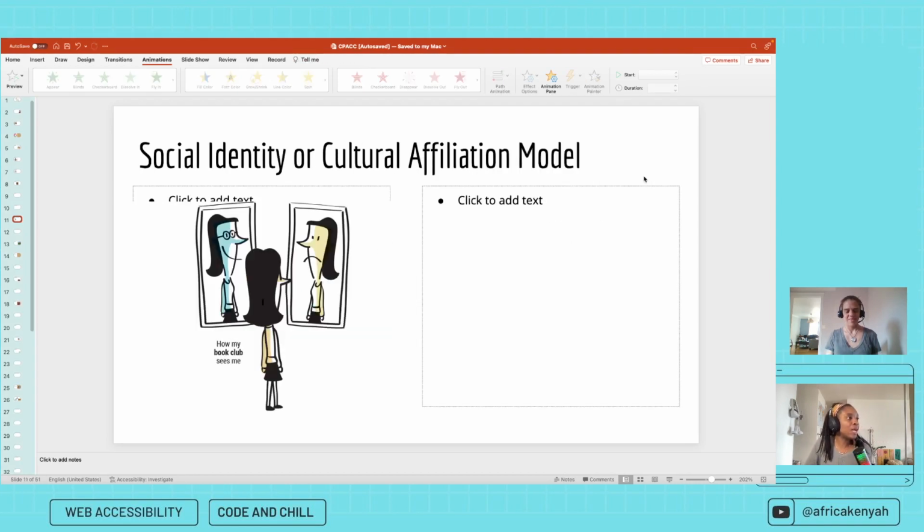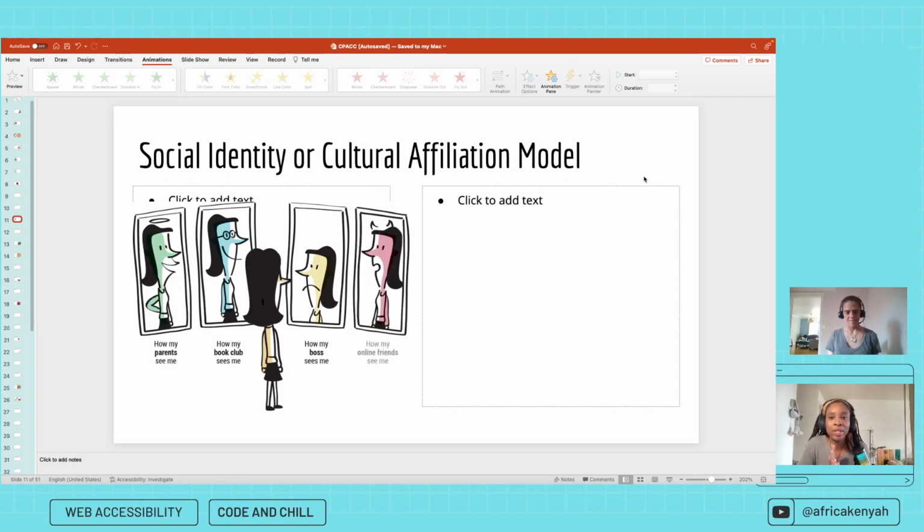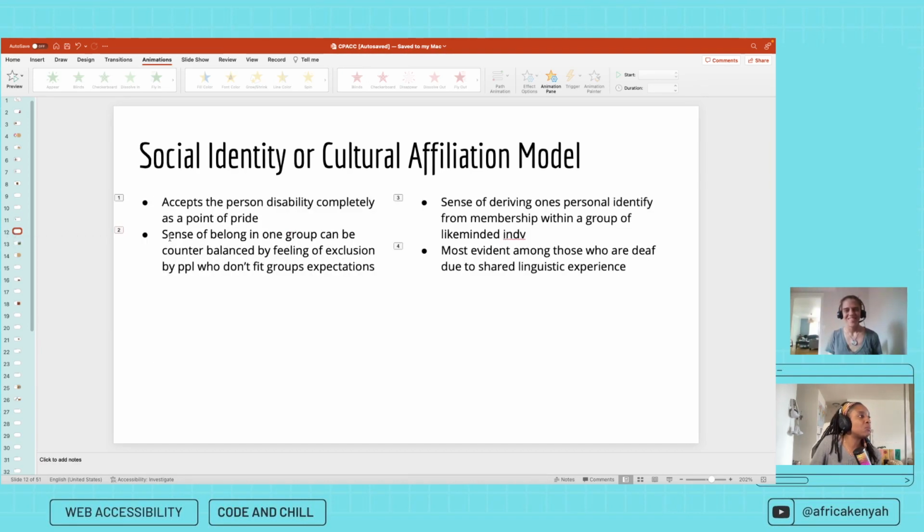Next, we have the social identity or cultural affiliation model. So Dorlin, on here, I found this really interesting GIF. It's this woman standing and looking in the mirror, and there's 4 mirrors, like 4 versions of herself. In one, it says, how my parents see me, and she looks all cute with an angel halo. The other says, how my book club sees me, and she's smiling with glasses. One says, how my boss sees me, and she's all sad looking and mad. That's probably how my boss sees me, I don't know. How my online friends see me, and it's her with devil horns yelling. So this is the social identity or cultural affiliation model.